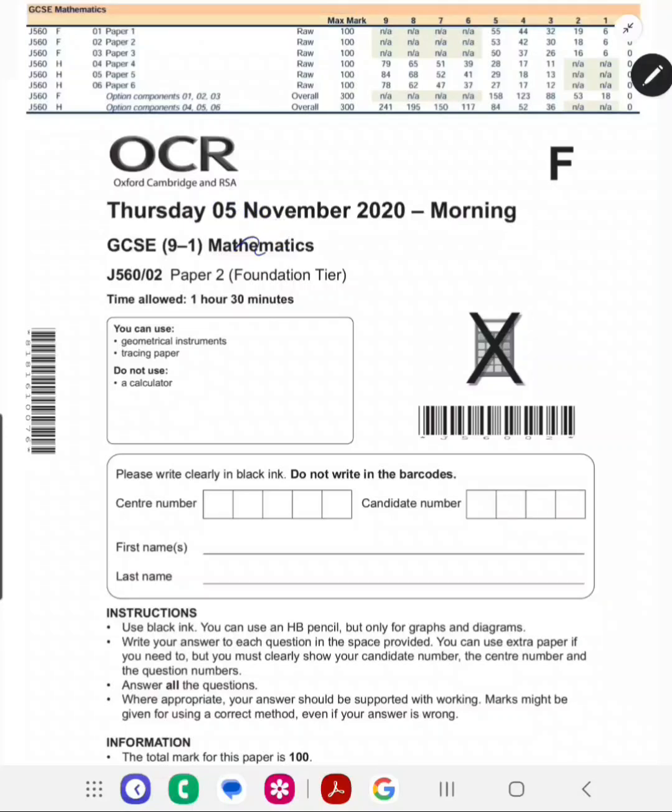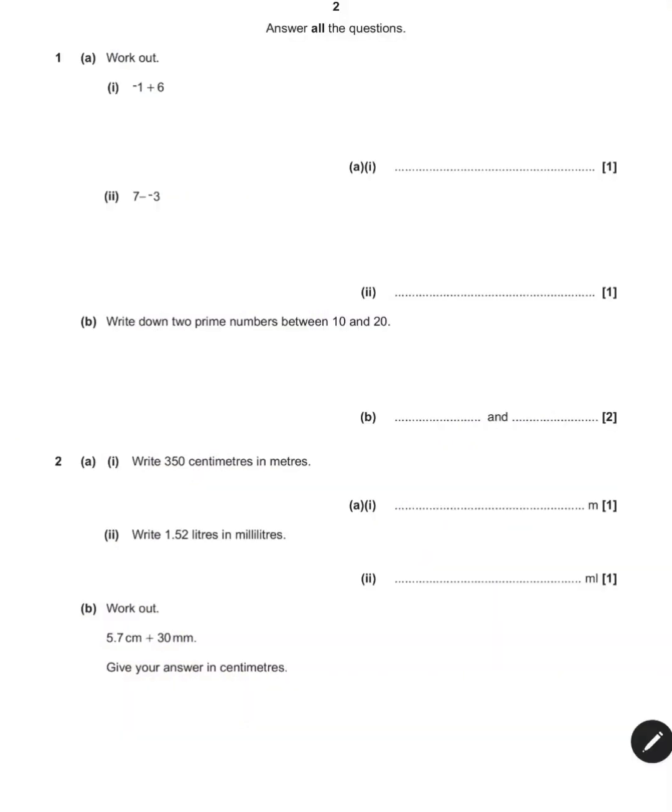This is OCR's paper 2. It's the foundation to your paper from November 2020, non-calculator. And if we have a look at the grade boundaries, you need 42 marks for a 4 and 53 marks for a grade 5. So in question 1, we've got just some negative number work to do.